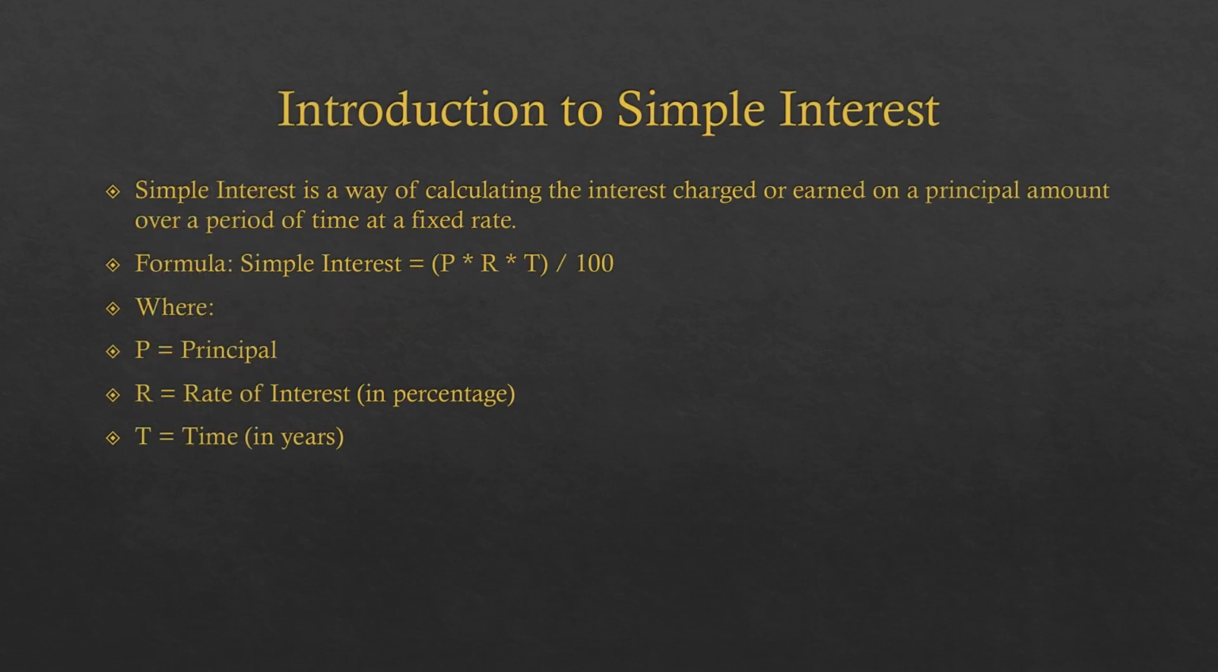Simple interest is a method used to calculate the interest charged or earned on a principal amount over a set period of time at a fixed rate. The formula for simple interest is simple interest equals the product of principal, rate of interest and time, all divided by 100.